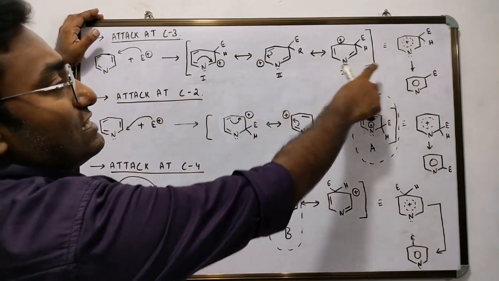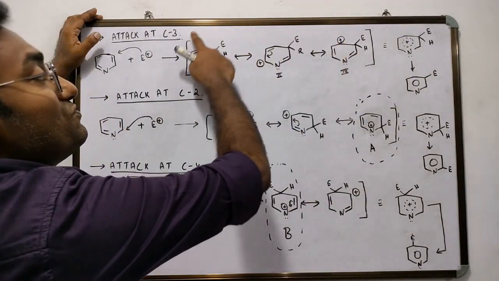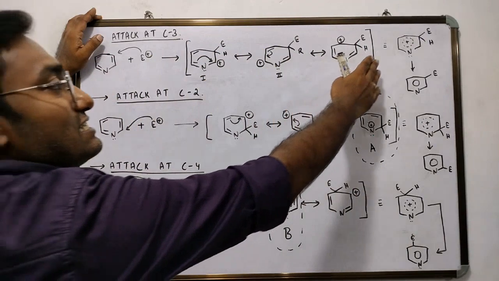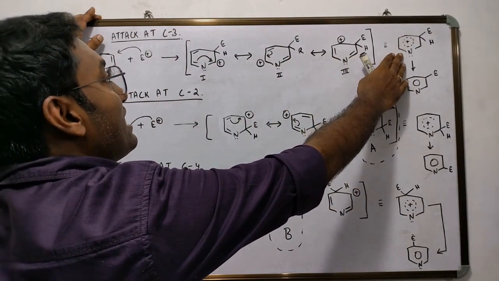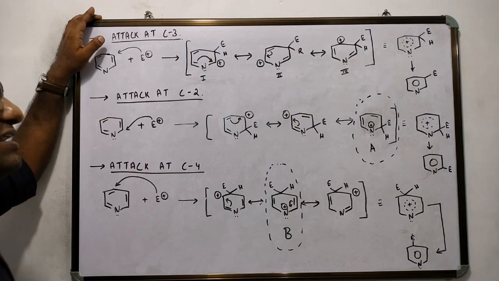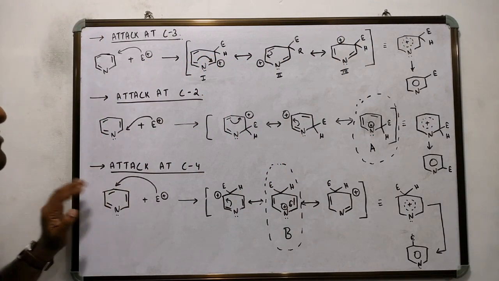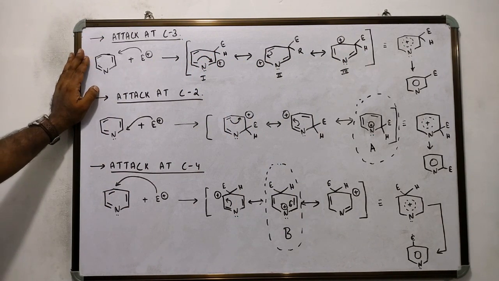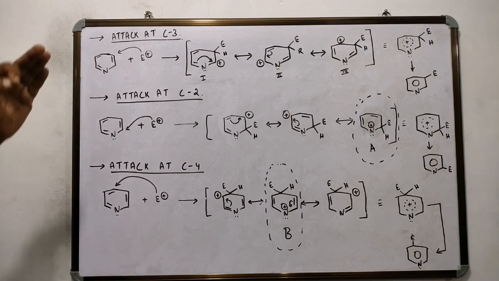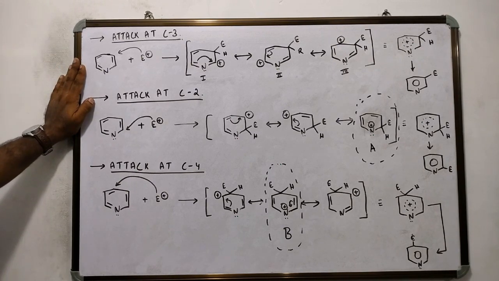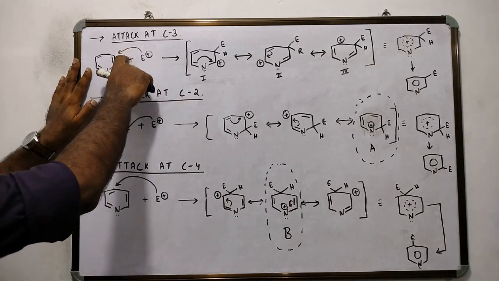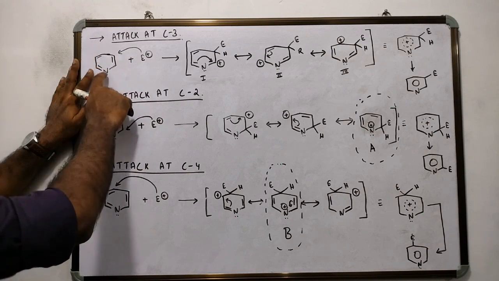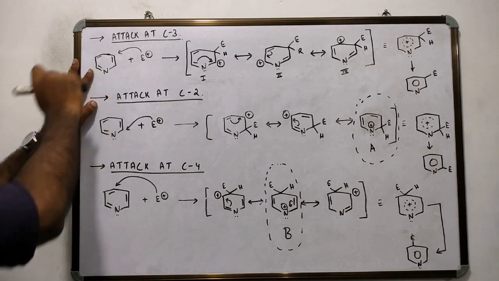On the other hand, the resonance hybrid structure is a combination of 3 resonating structures for attack at C3. Thus, the resonance hybrid structure of the intermediate cation at C3 is more stable than at the C2 and the C4 position. Therefore, the attack at C3 position is preferable and it is the 3 substituted product that predominates. In case the third position is filled, attack would take place at the other available beta position relative to the nitrogen atom, which is the 5th position.